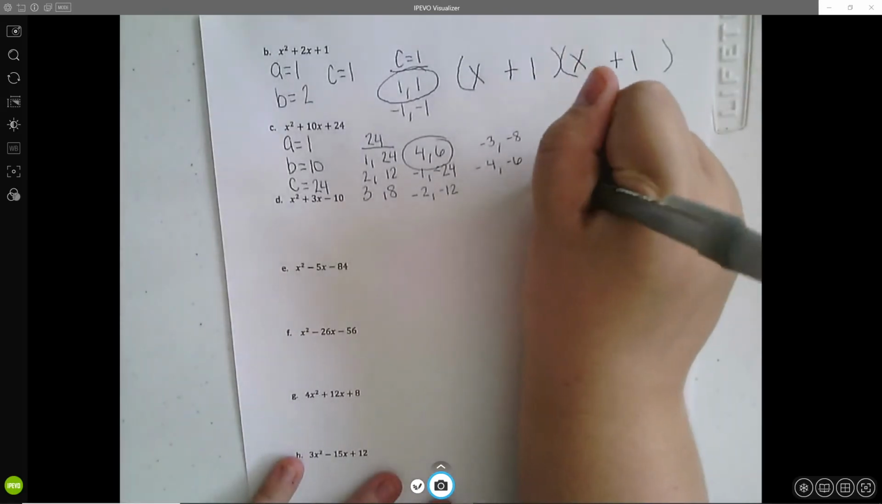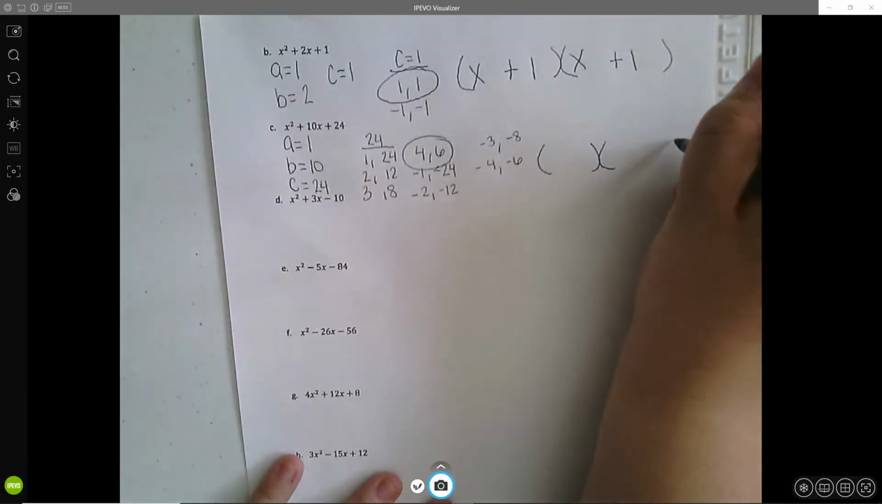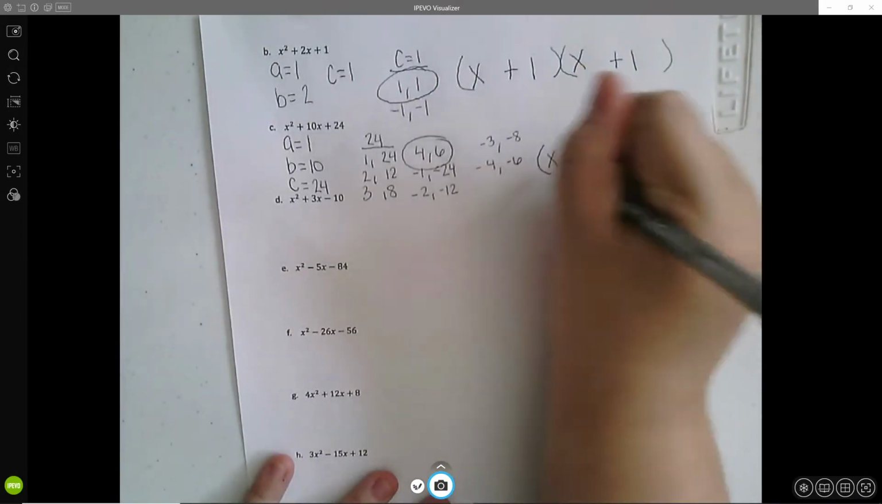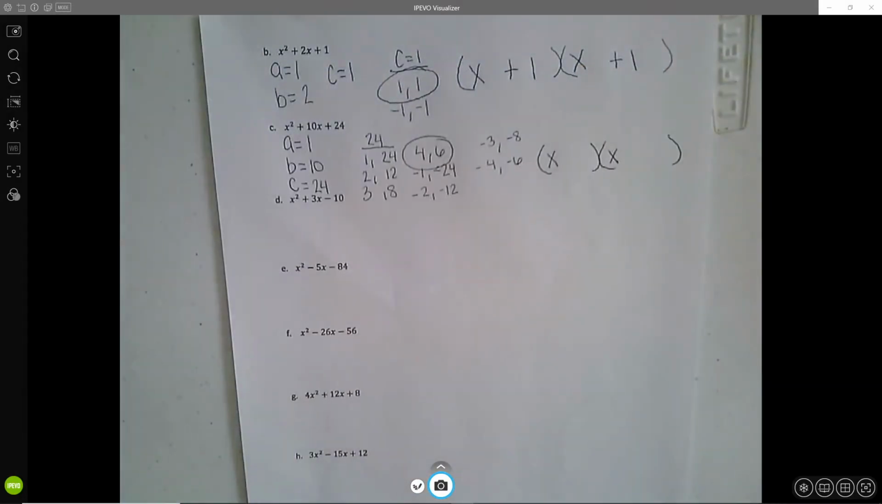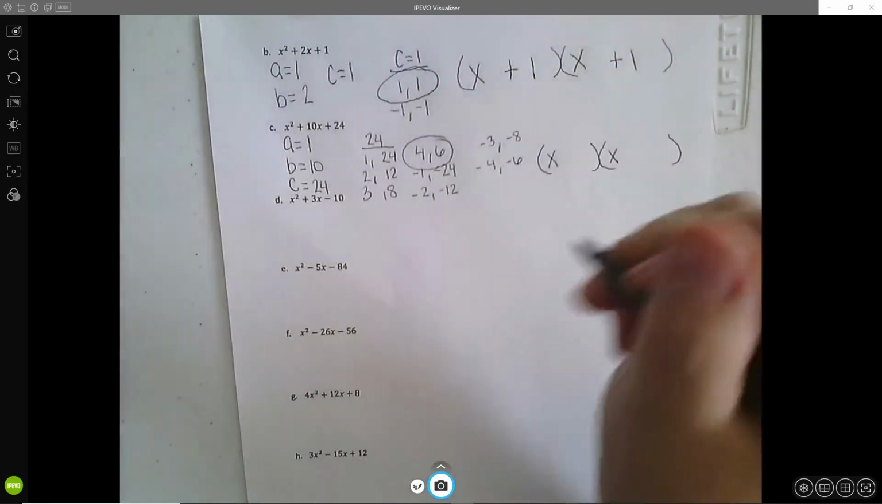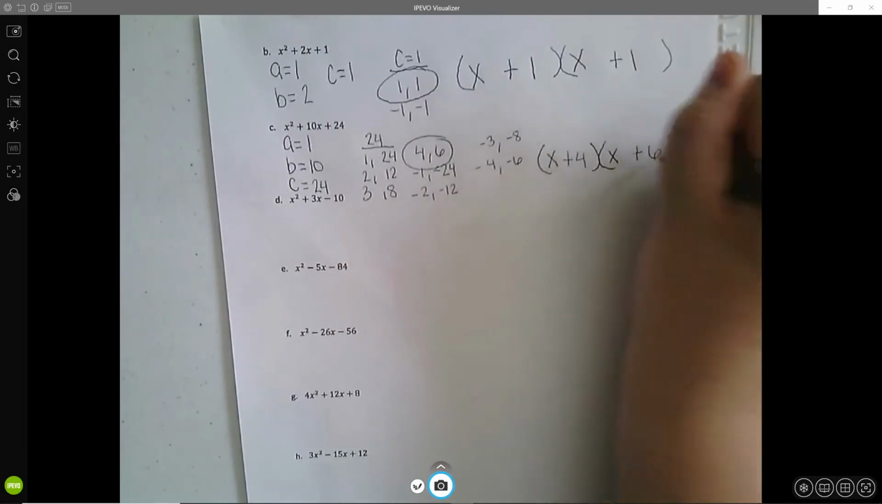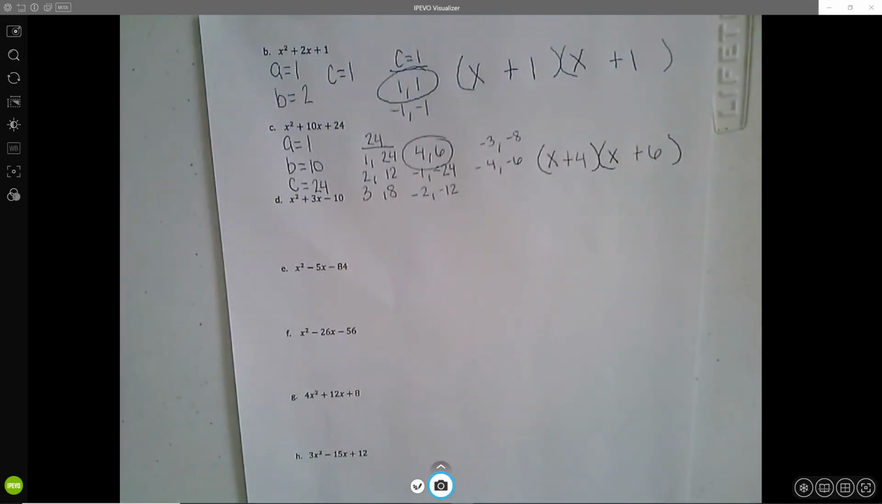To get your final answer so it's in factored form, I have 2 parentheses. Since this problem talked about x's, it starts with x and x. Then you list out the factors. Since they were both positive, it's a +4 and a +6. Your sign in your parentheses tells you whether your factors were positive or negative.